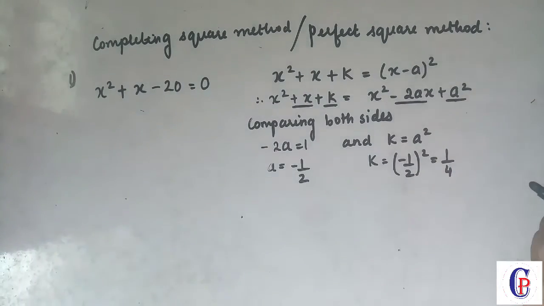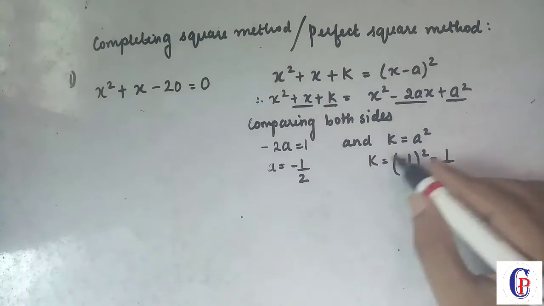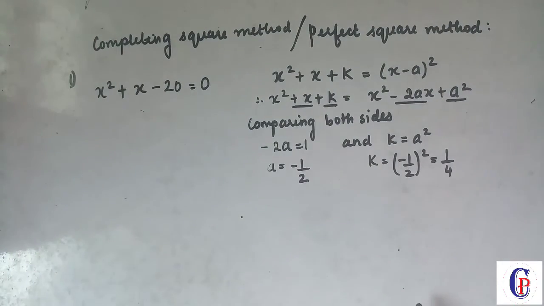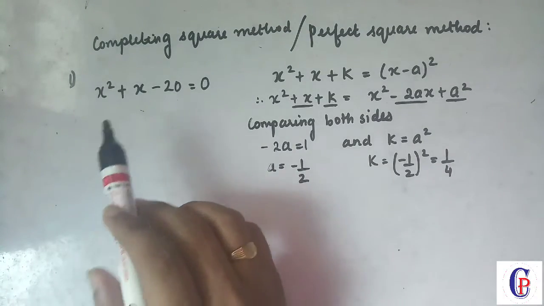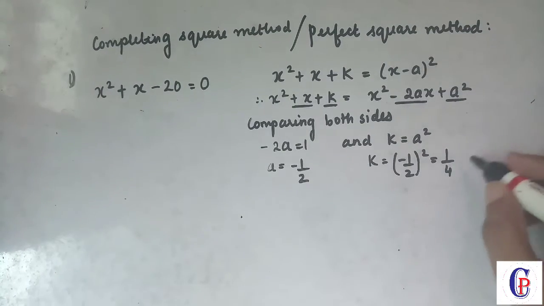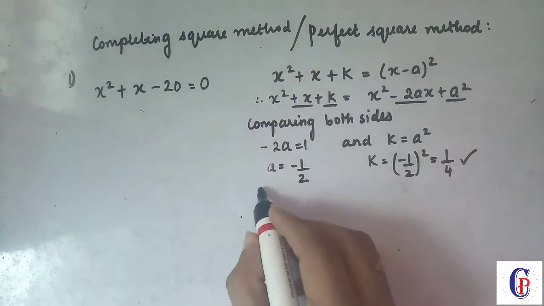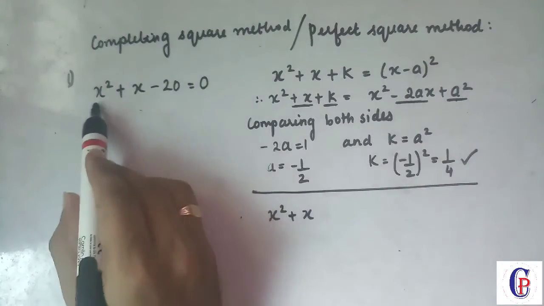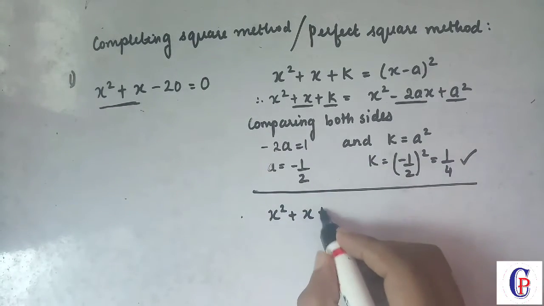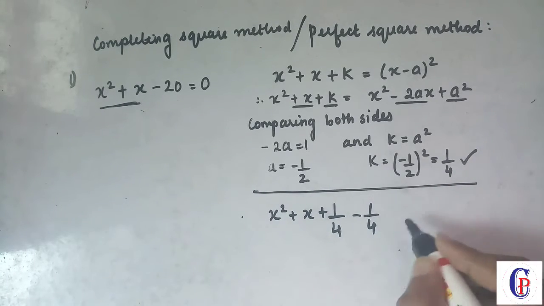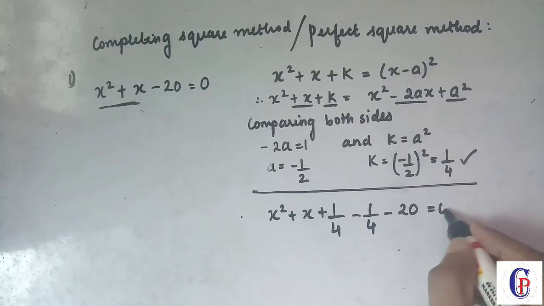Now we need to substitute this value of k, 1 upon 4, in this equation. So the thing is, this equation is not a perfect square. Now this is the value that we have got. Now what we have to do is write x square plus x, these two terms, and then add this 1 upon 4. As we have added this in the question, we need to also subtract this, and then minus 20.